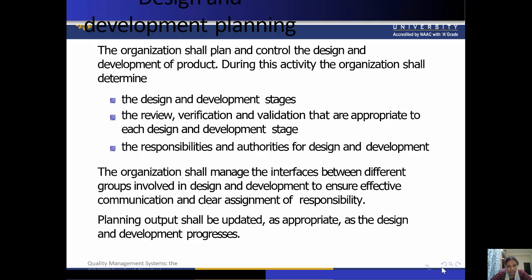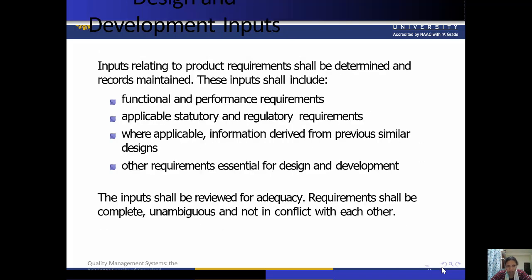The organization shall manage the interface between the different groups involved in design and development to ensure effective communication and clear assignment of responsibility. Planning output shall be updated as appropriate as the design and development progresses.